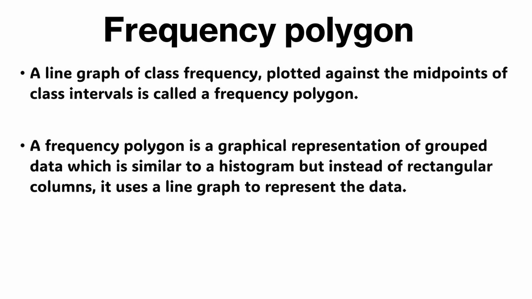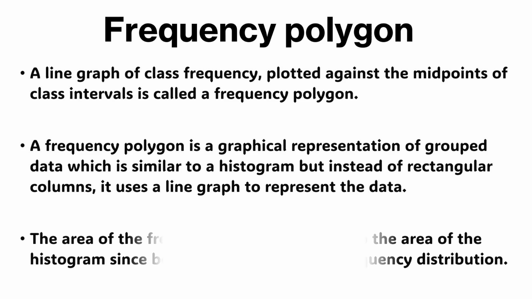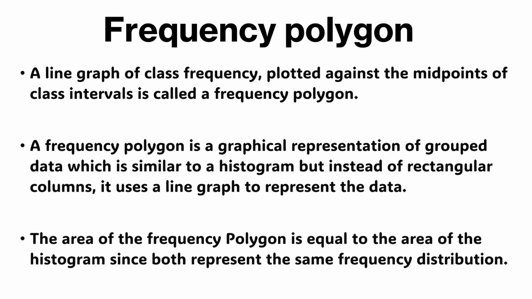If you can recall what we have learned about the histogram, the area of rectangular columns is proportional to the frequency. Therefore, we learned that the total area of all rectangles adds up to the total frequency of the data distribution. Similar to that, the area under these straight line segments of a frequency polygon is also equal to the total frequency of the distribution. Okay, now you know what a frequency polygon is and the properties of a frequency polygon.